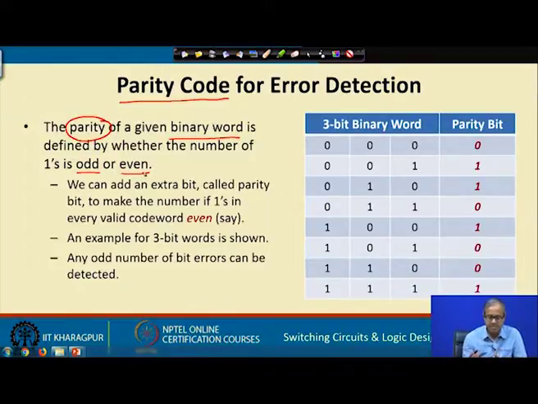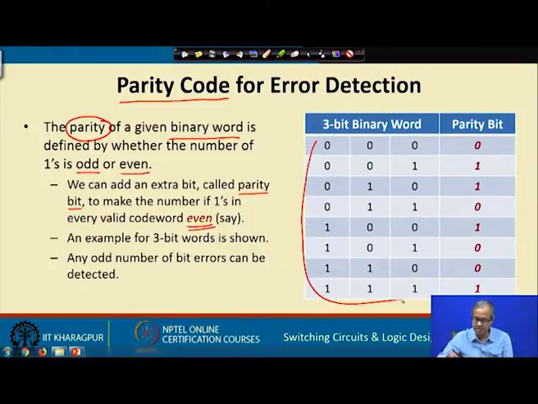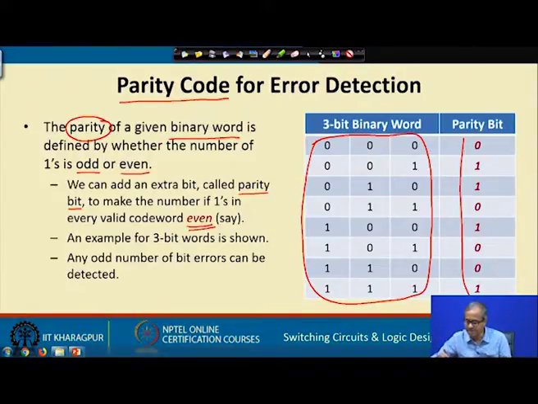Well, there can be different conventions, but as a matter of convention you can say that you add a parity bit to your data, so that the total number of ones in every valid code word becomes even. Let us take an example. You consider 3-bit binary words like I show here. Let us say these are my data bits. It can be 000 up to 111. I add one additional parity bit to every word in such a way that the number of ones in every row you can check becomes even.